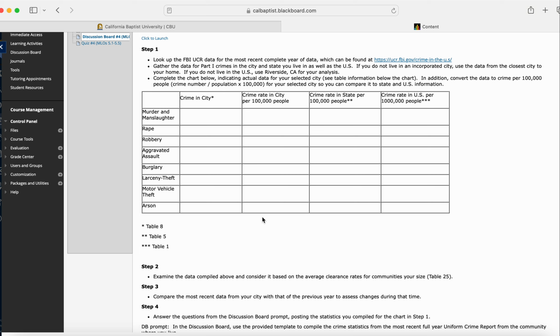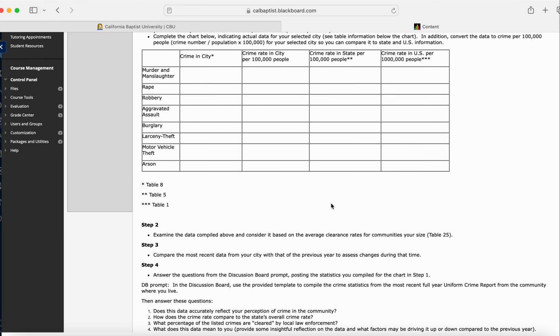In addition, convert the data to the crime per 100,000 people for your selected city so you can compare it to the state and U.S. information. As you can see, murder and manslaughter, rape, robbery, aggravated assault, burglary, larceny and theft, motor vehicle theft, and arson. Crime in the city per 100,000, crime in the state, crime in the U.S. And we're going to be comparing these various numbers.